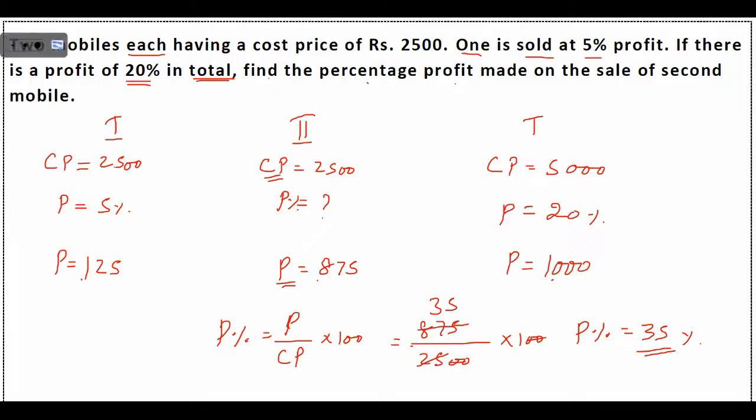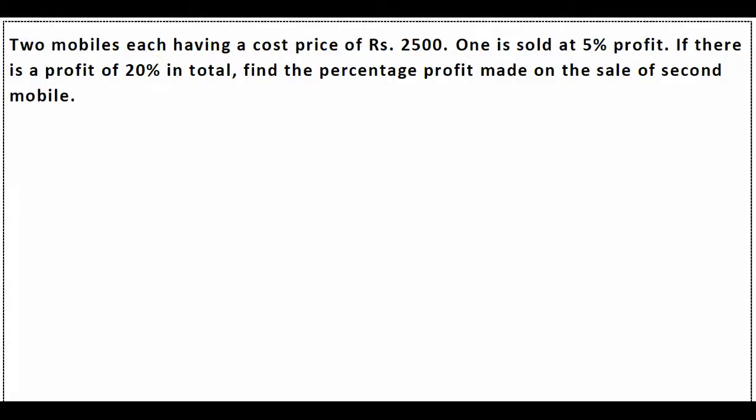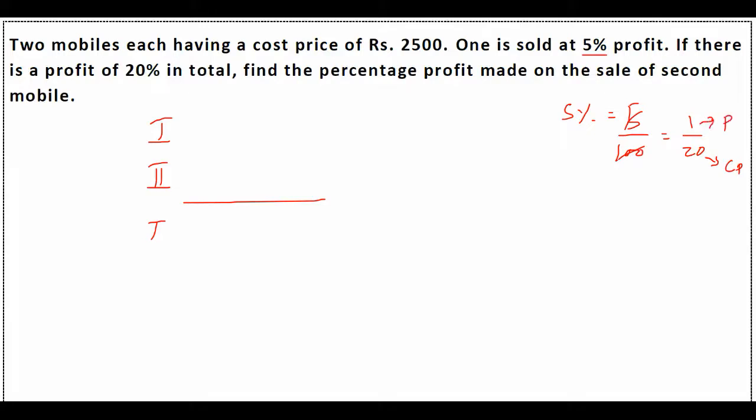Okay. So have a look at it. So two mobiles, each cost price is 2500. Okay. So keep that aside. So let's take this 5%. First mobile, second mobile, total. Okay. So 5% in sense, 5% is equal to 5 by 100. If we cancel this, we get 1 by 20. What is 1 by 20? 20 is cost price, 1 is profit.